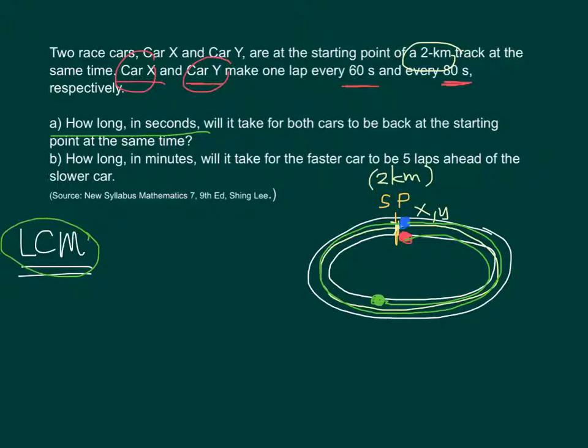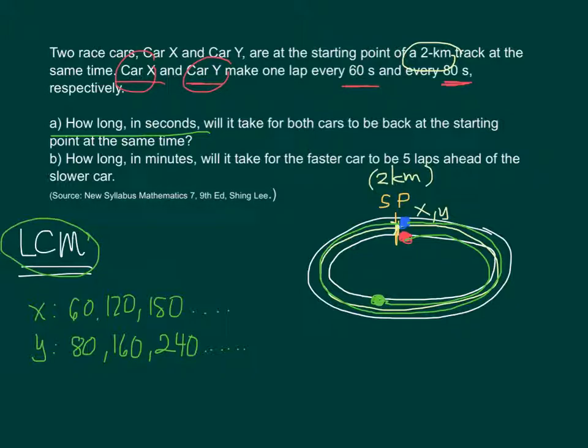So if car X takes one lap every 60 seconds, that means 60, 120, 180, and so on. So every 60 seconds, car X will be at the starting point. Now car Y, on the other hand, will be at the starting point after 80 seconds. And then the next time it will be 160, and then another 80, so that's 240. So we are looking now at the first time that they will be the same. So that will make them be back at the starting point at the same time.